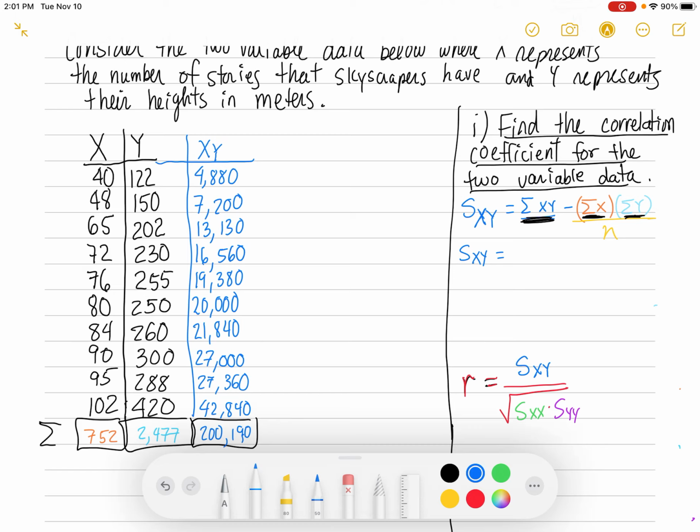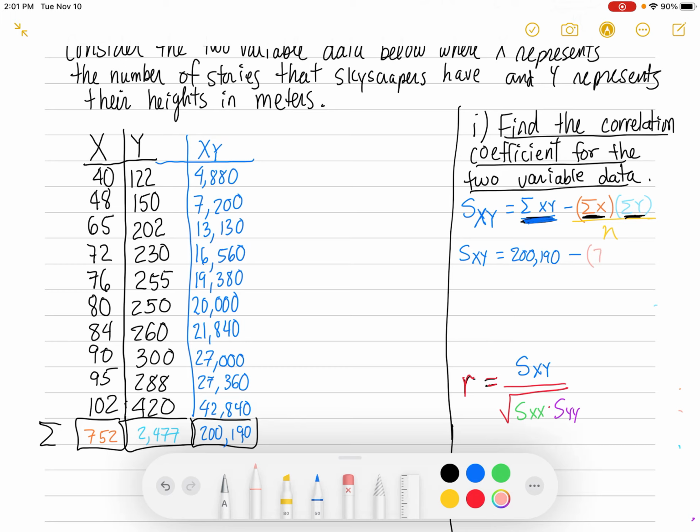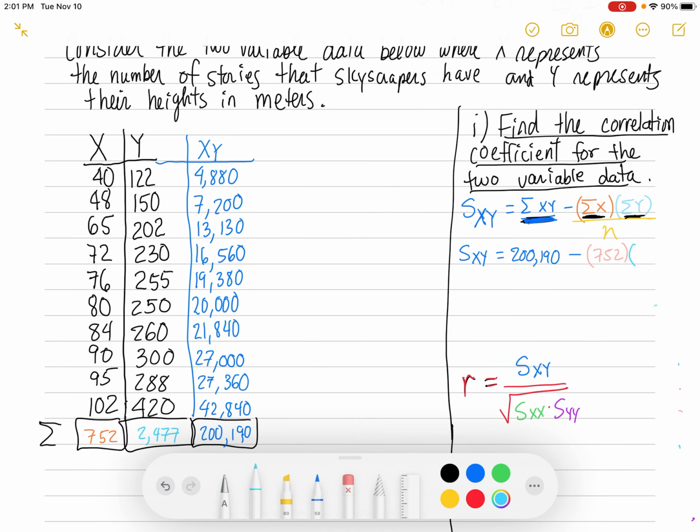Okay, so what I'm going to do now, in place of that sum of the xy's, I'm going to plug in 200,190 minus, I'm going to take my orange number, 752, and put that in for the sum of the x's. That's 752 times the baby blue, 2,477. That's the sum of the y's right there. We're going to divide that by n. What is n here? We've got 1, 2, 3, 4, 5, 6, 7, 8, 9, 10 buildings, right? 10, dividing by 10.